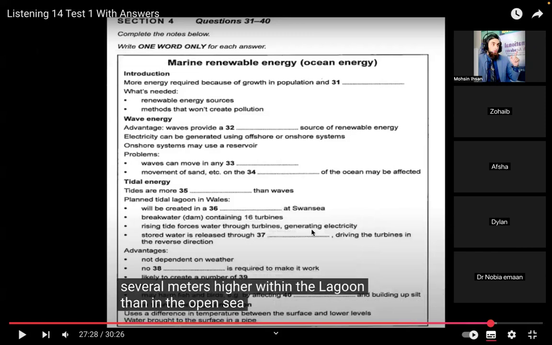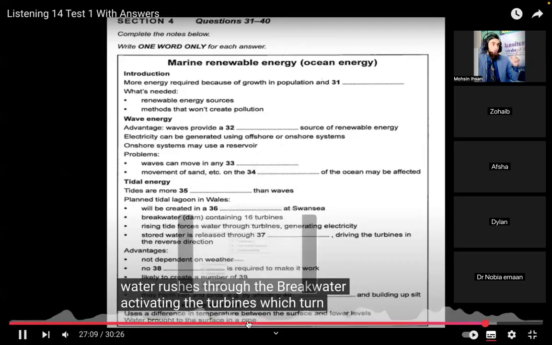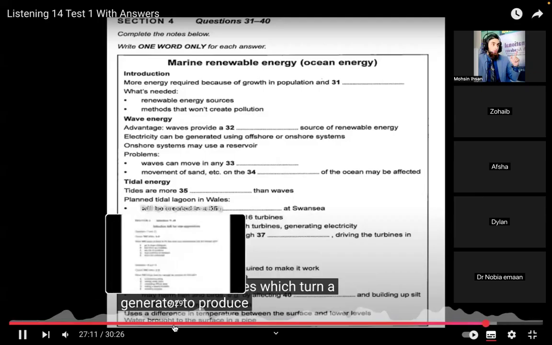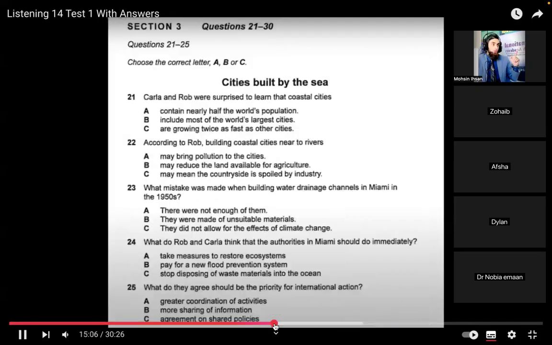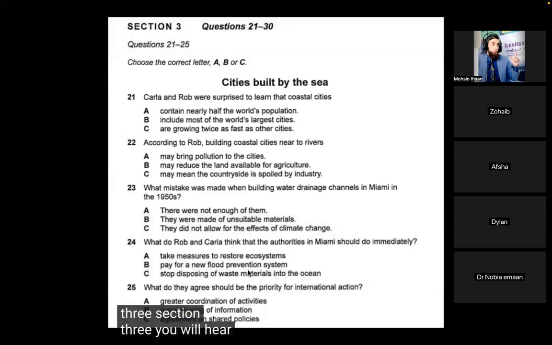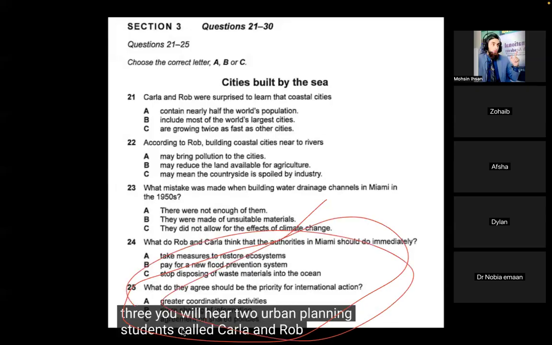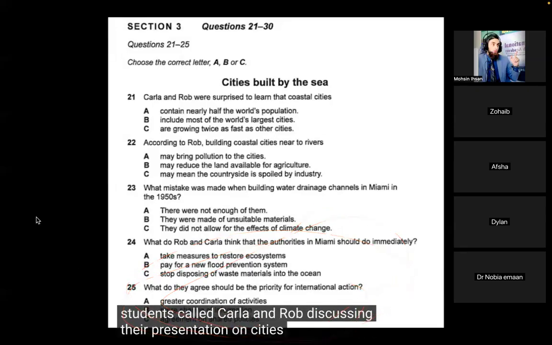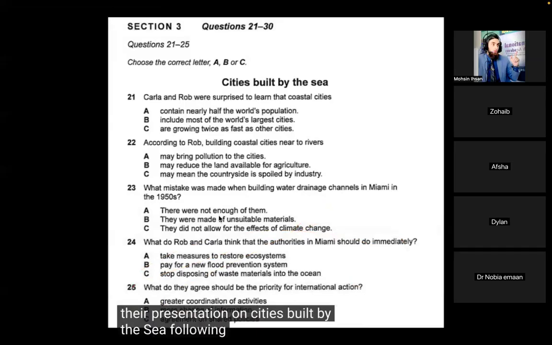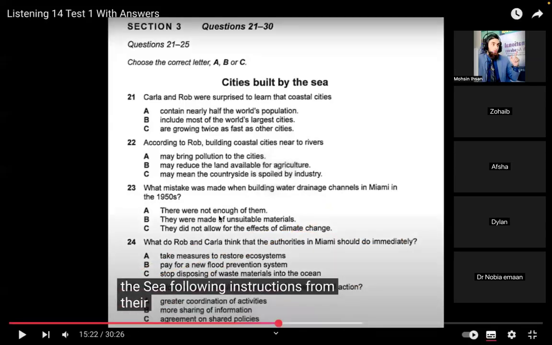So sometimes, for the moment, in section 3, if you don't get the words that the speaker is saying, let's play subtitles. Some students face difficulty in choosing the right option. Now see, in Section 3 you will hear two urban planning students called Carla and Rob discussing their presentation on cities, and following instructions from their tutor. Use YouTube just to understand and make your understanding develop, and then later on go with the fast speed, go with the fast pace, and try to pick it up.